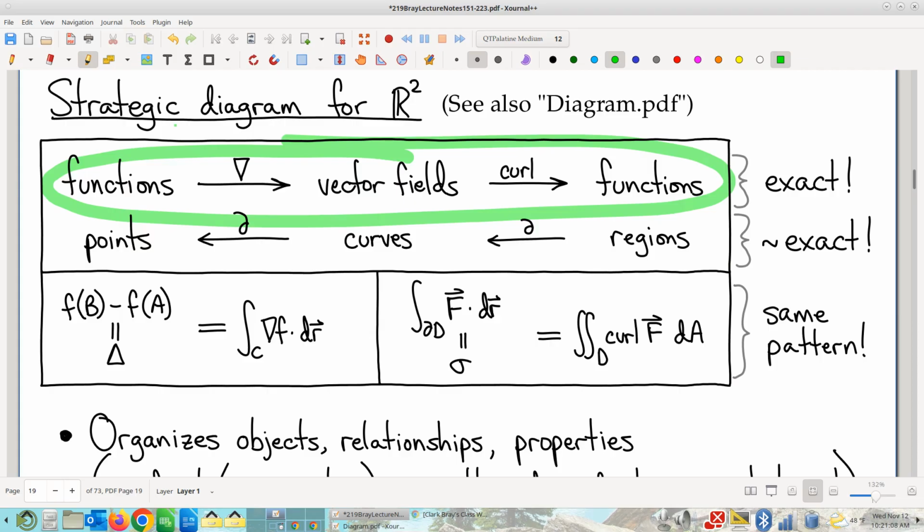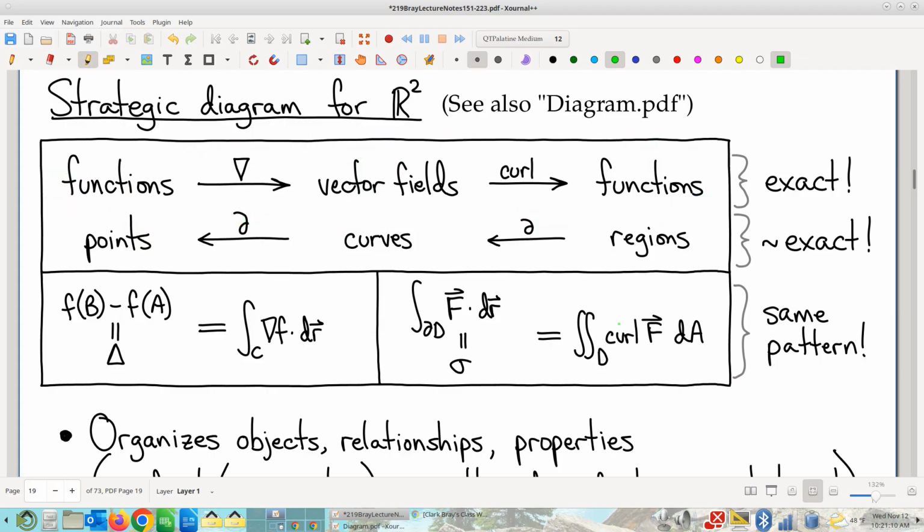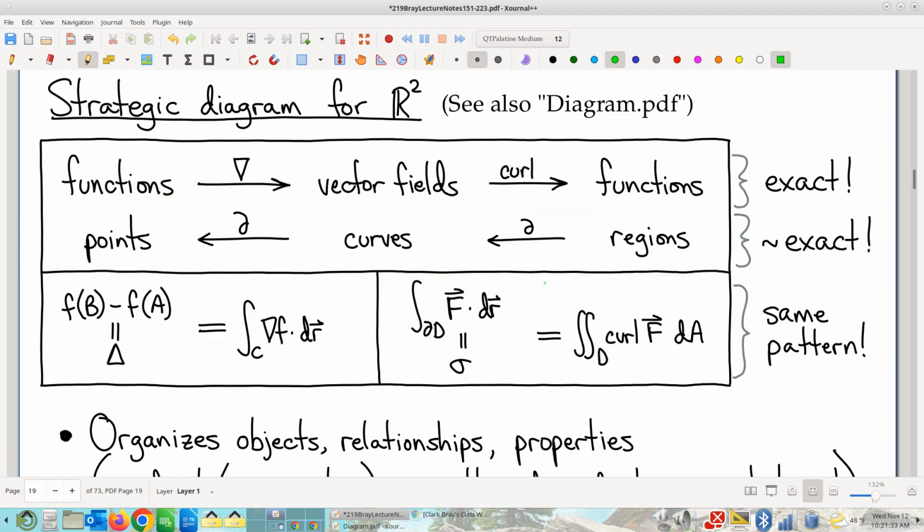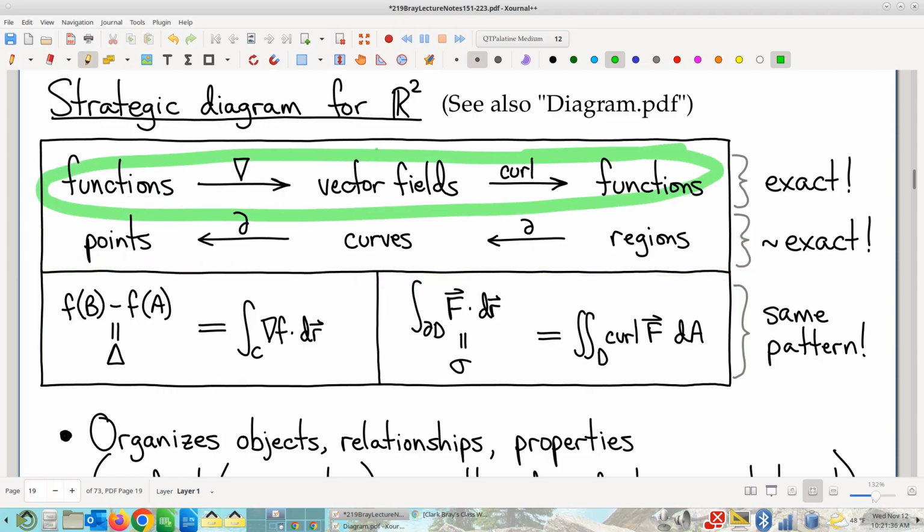So here's a reminder of what we've already discussed. This second sequence down here is, I'm going to say, unavoidably natural. If you have a two-dimensional region, the boundary is a curve. If you have a curve, the boundary is a pair of points. That's just what it is, right? That's how boundaries work.